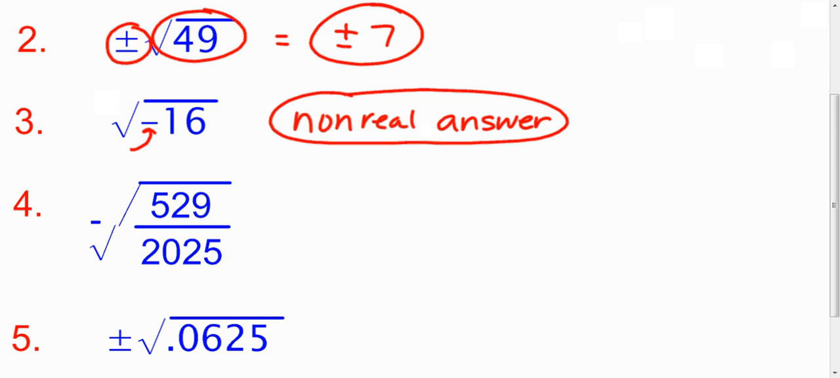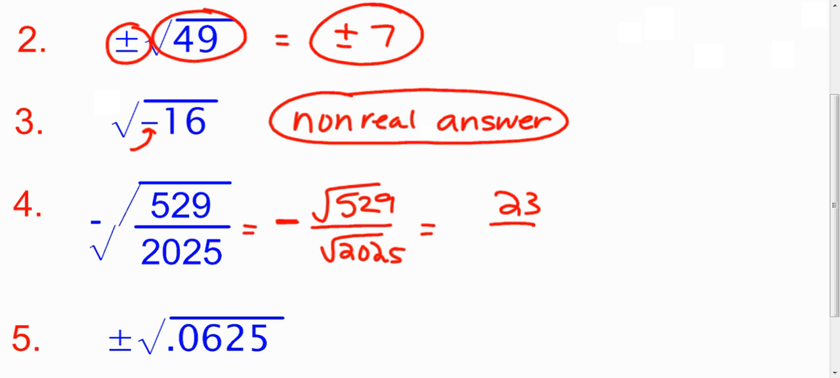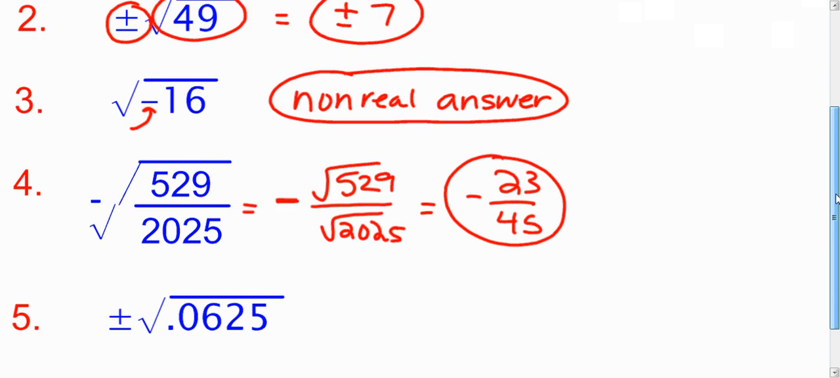And then in the next one, if you have a fraction, you can take the square root of the top over the square root of the bottom. So this is really the square root of 529 over the square root of 2025. And if you don't know what either one of those numbers are, you can certainly type them into your calculator and do the square root symbol. But the square root of 529 is 23, and the square root of 2025 is 45, and you've got that negative that's out in front.